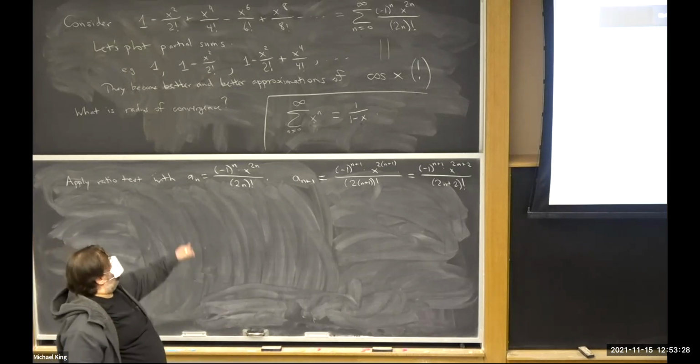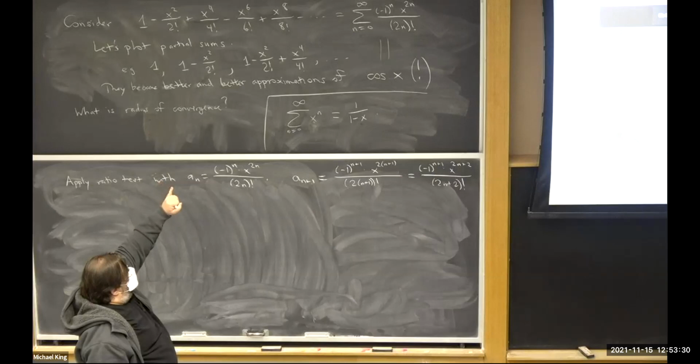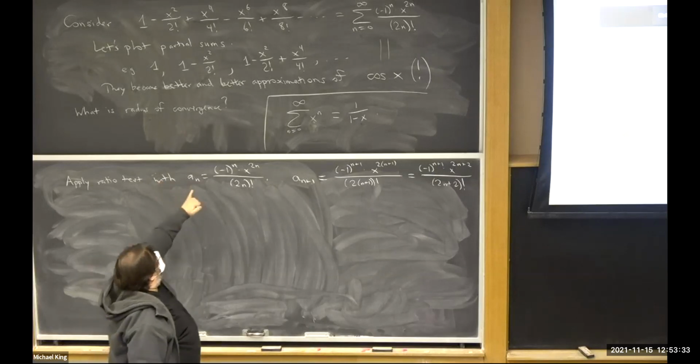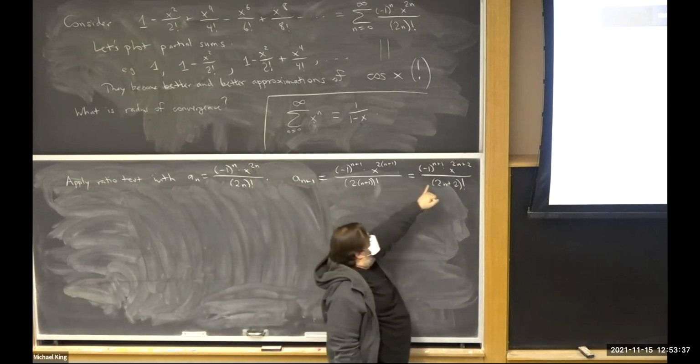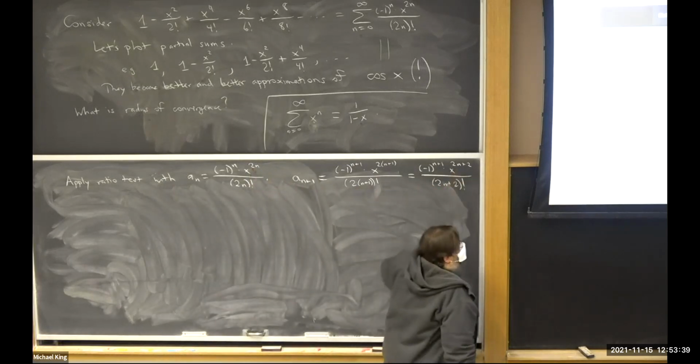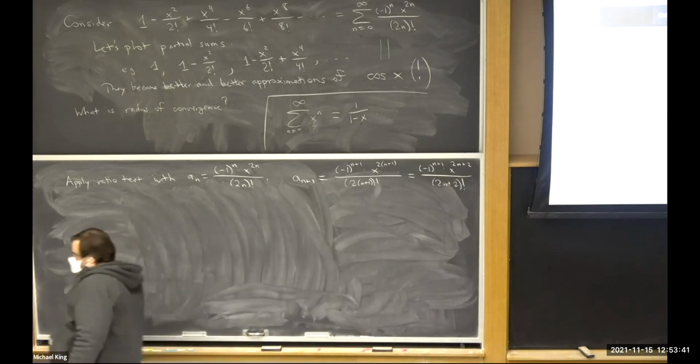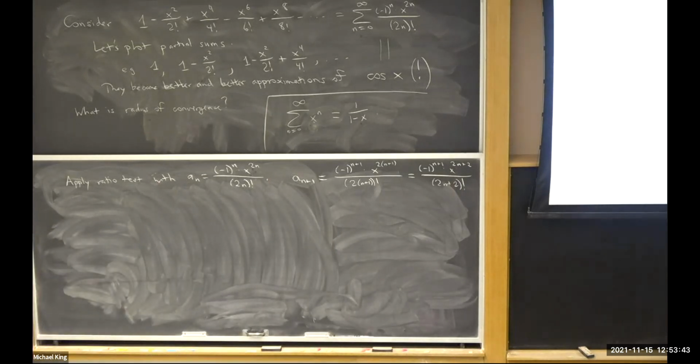Right. If you go from the x to the 6th term to the x to the 8th term, you can see it here. When n is 3, you get x to the 6th, and here you get x to the 8th. Okay, so now we need to do the ratio.